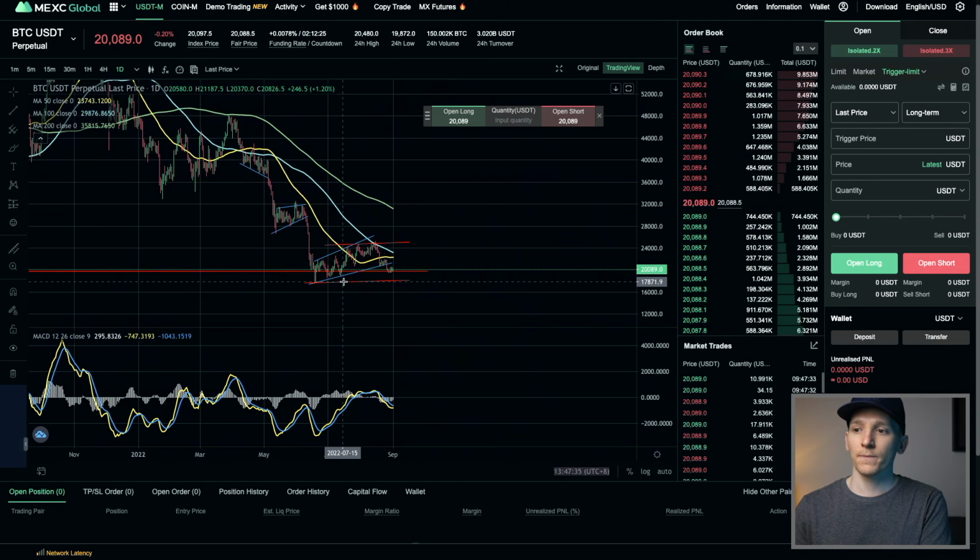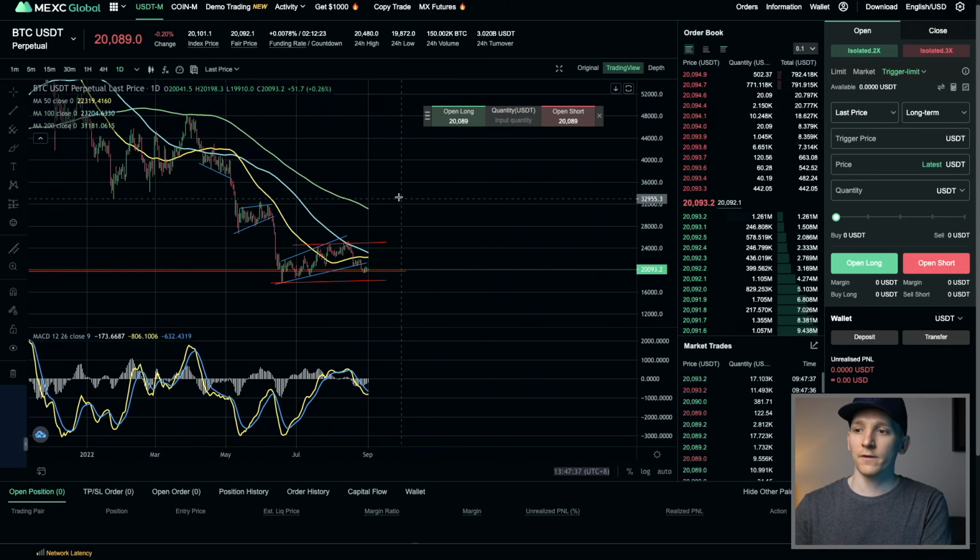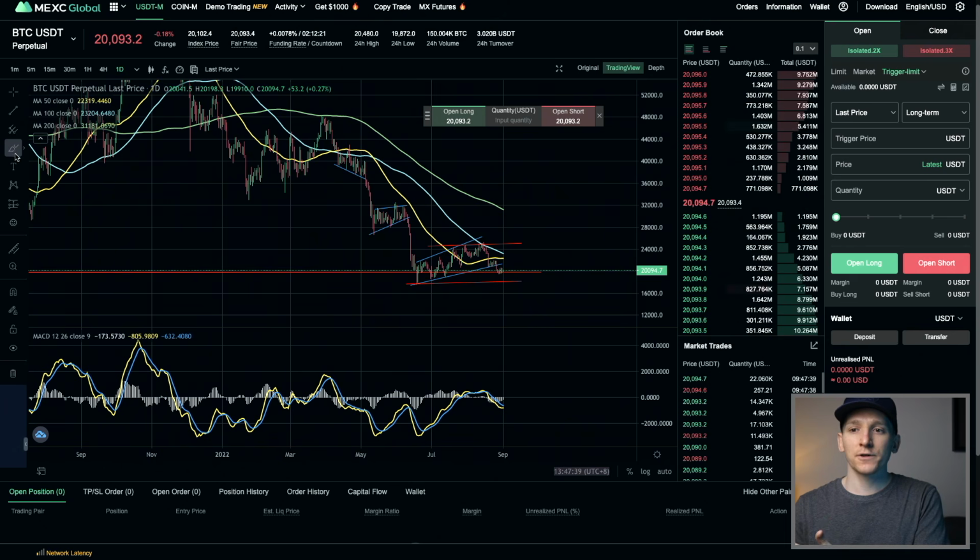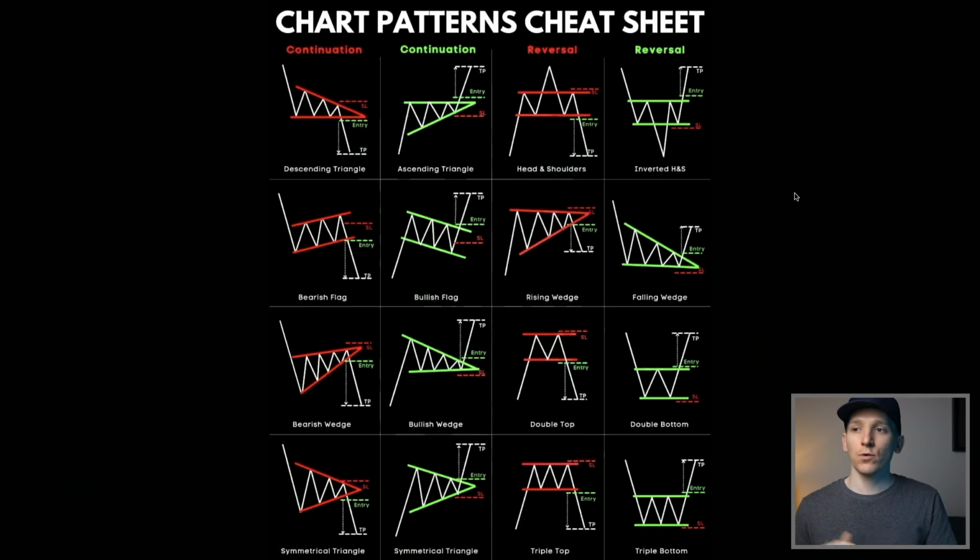So we're just going to zoom into the last 6 months. And if you don't know chart patterns, this is going to be more difficult. I have a cheat sheet right here. So if you want to pause the video, what we're looking at is the chart telling us that it's setting up for a bullish move or a bearish move, right? Because that's what we want to know.